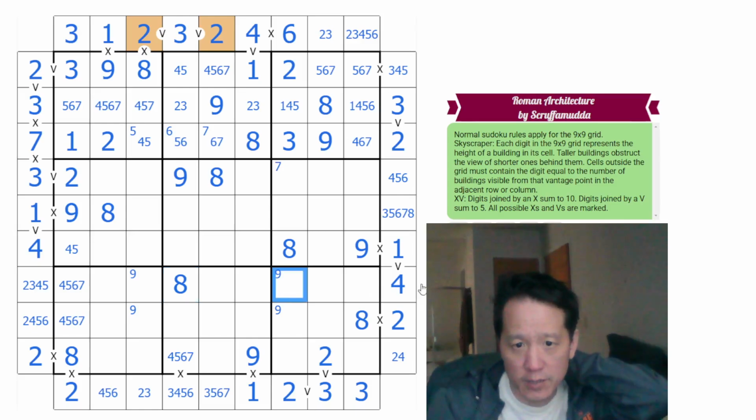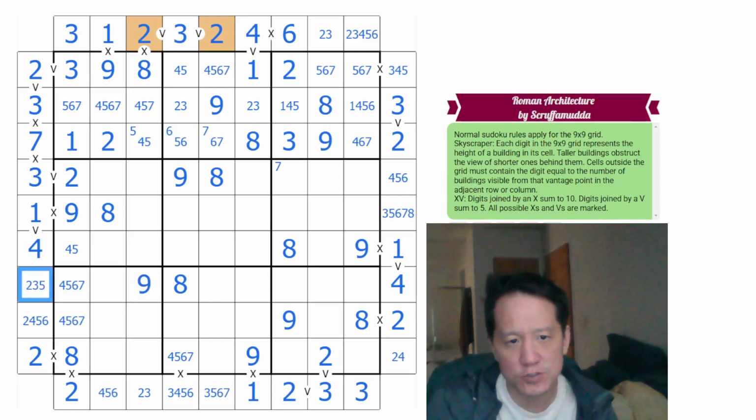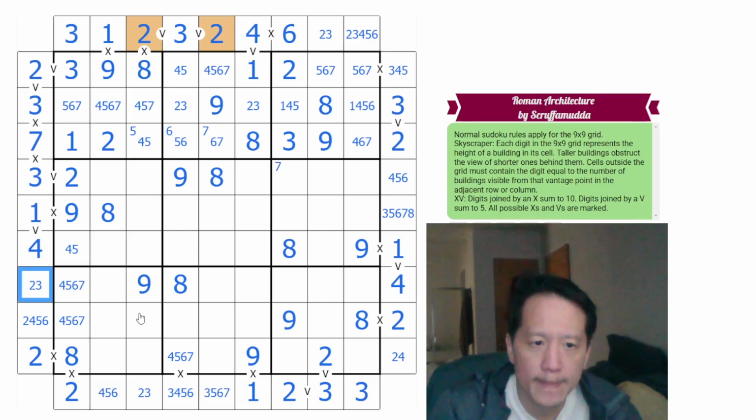This cannot be 9 because this sees 4, and this would be only C3 if this were a 9. So this can't be 9. This is a 9, which means this can't be 9. So this is a 9. So this could see at most 2 or 3. This sees 2. That's fine.